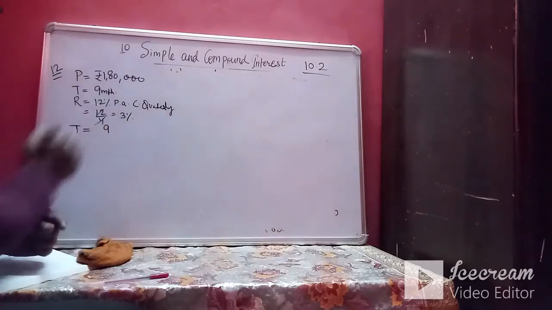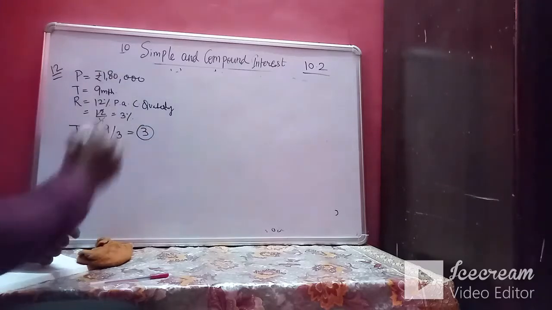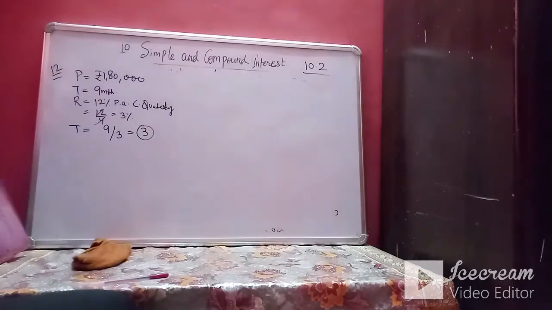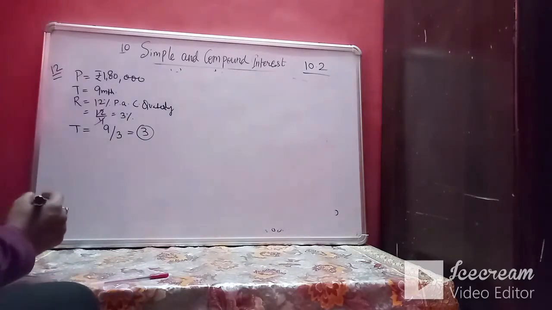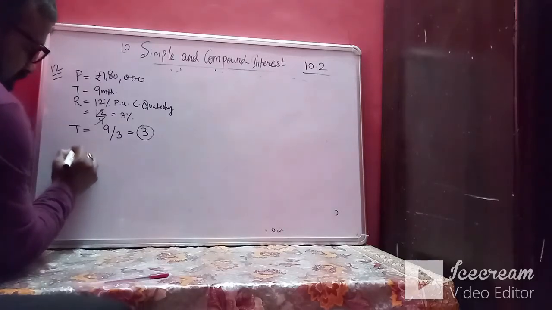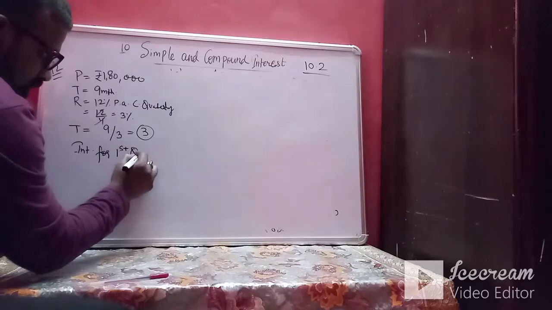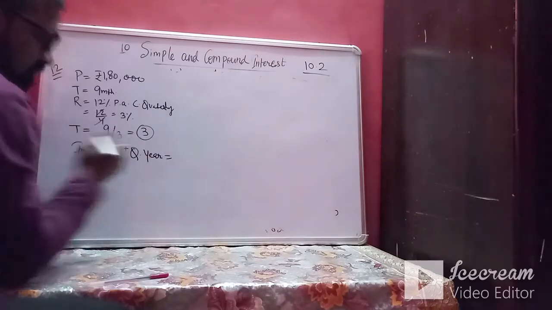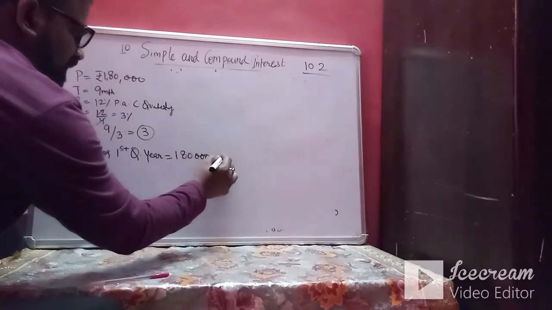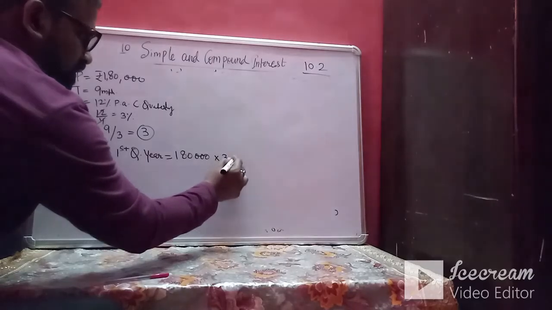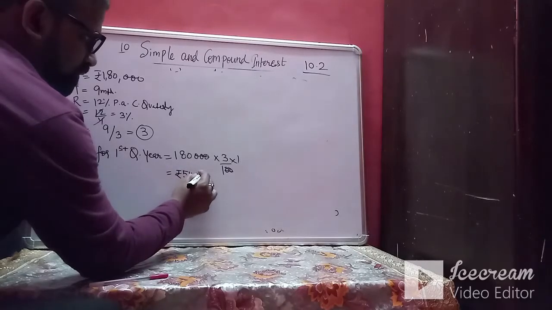And time will be how much? This is 9 months. And in 1 quarter year, 3 months are there, so our time will be 3 quarter years. So now we will do the calculations as we have done. First, interest for the first quarter year, that is 180,000. Rate is now 3% into 1, that is rupees 5400.